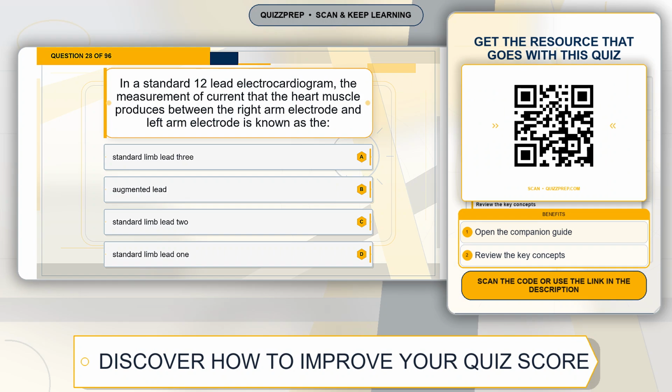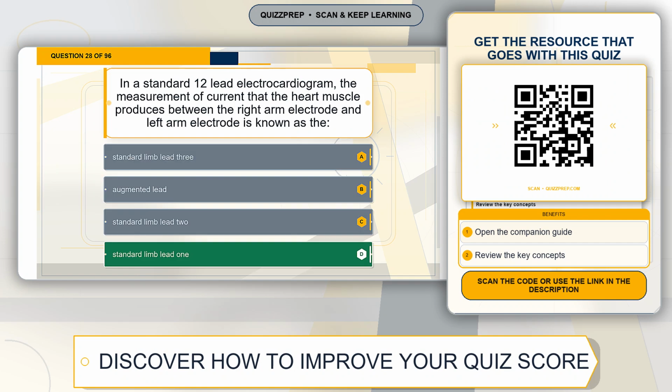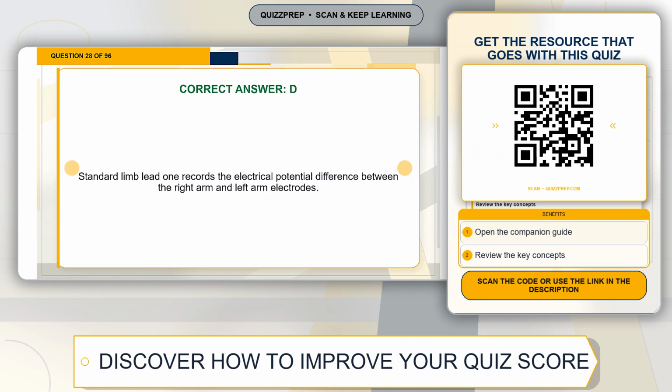Question 28. In a standard 12-lead electrocardiogram, the measurement of current that the heart muscle produces between the right arm electrode and left arm electrode is known as the Option A, standard limb lead 3. Option B, augmented lead. Option C, standard limb lead 2. Option D, standard limb lead 1. The correct answer is option D, standard limb lead 1. Explanation. Standard limb lead 1 records the electrical potential difference between the right arm and left arm electrodes.